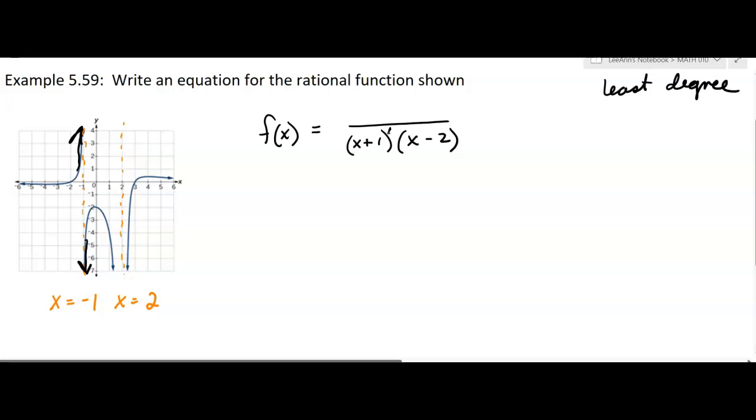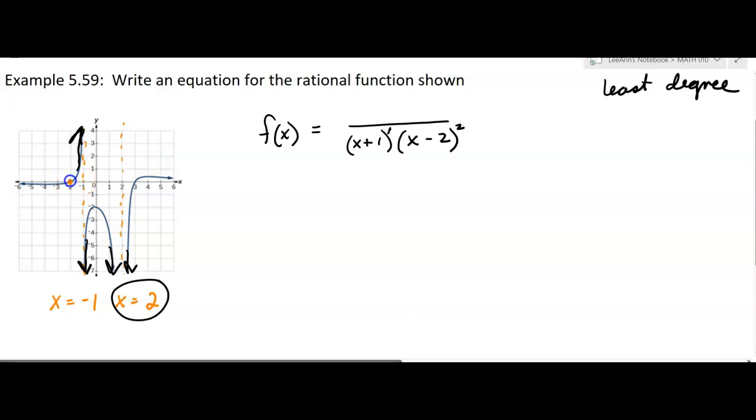Okay. Now for where x equals 2, we see that they're going in the same direction. And so I've got to have at least a square there. Granted, it could be a 4 or 6 or something, but I'm going to go with the least degree. Okay, what other pieces of the graph do I know?